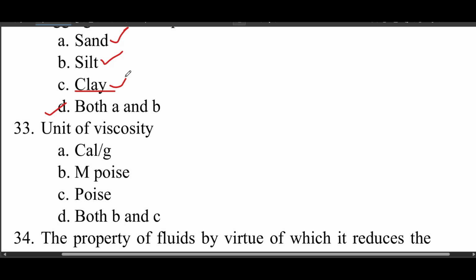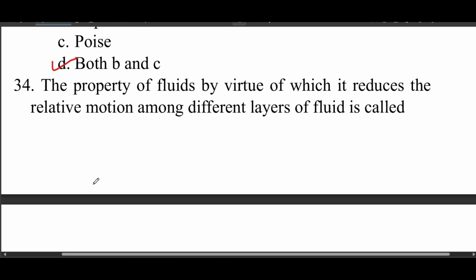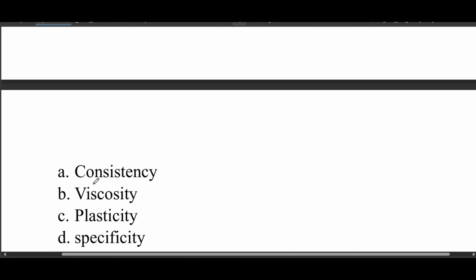The next question: unit of viscosity: calorie per gram, poise, or both B and C. So the answer is both B and C. Next question: the property of fluids by virtue of which it reduces the relative motion among different layers of fluid is called. We can look at the options: consistency, viscosity, plasticity and specificity. So which is the correct answer?